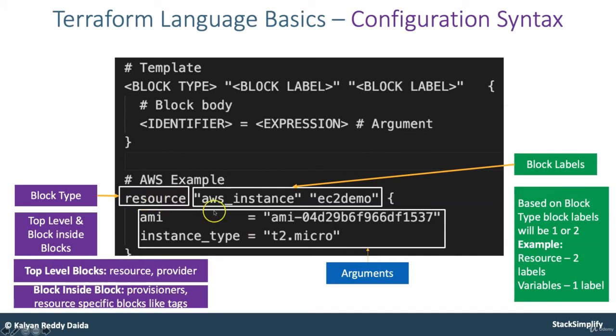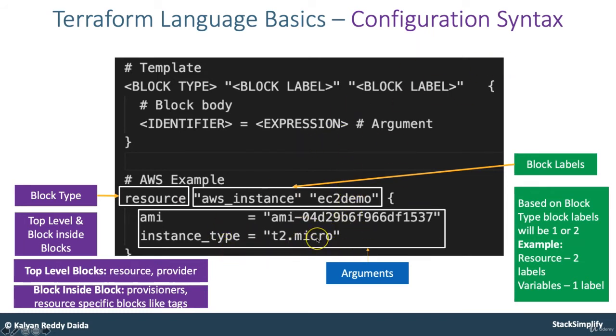And if you see here, after resource you have two labels. One is AWS_instance and the other one is EC2 demo. Those are called block labels. Based on block type, block labels will be one or two. For example, for variables you will have only one block label, which is your variable name. In the same way, for resources you will have two block labels. So based on your respective block type, which is resource or variable or outputs or modules, your number of block labels will be defined as per the Terraform language.